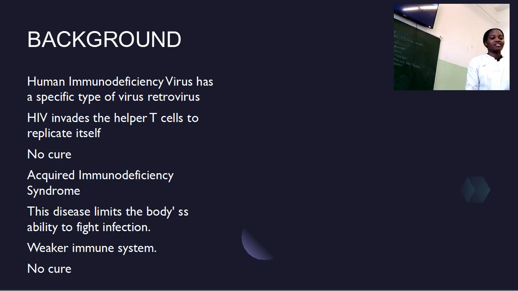The background of HIV and AIDS. So, human immunodeficiency virus is a specific type called a retrovirus. HIV invades T helper cells to replicate itself, and there's no cure for it. While acquired immunodeficiency syndrome is the disease that is now caused by this virus, the retrovirus, right? And this limits the body's ability to fight infections and weakens our immune system, and also there is no cure for it.